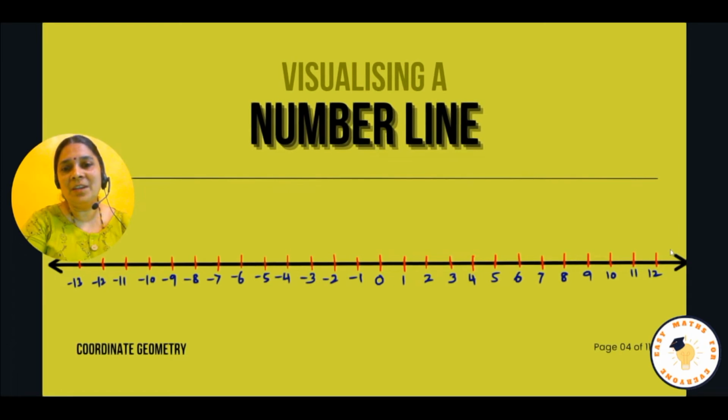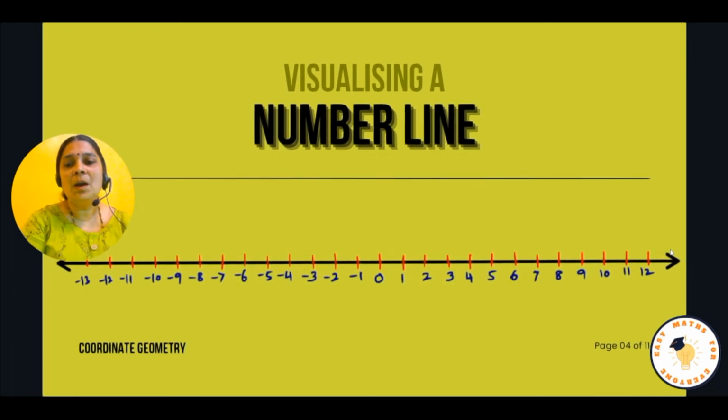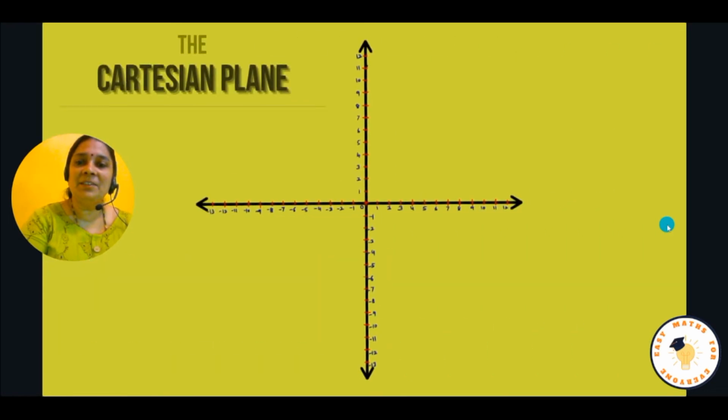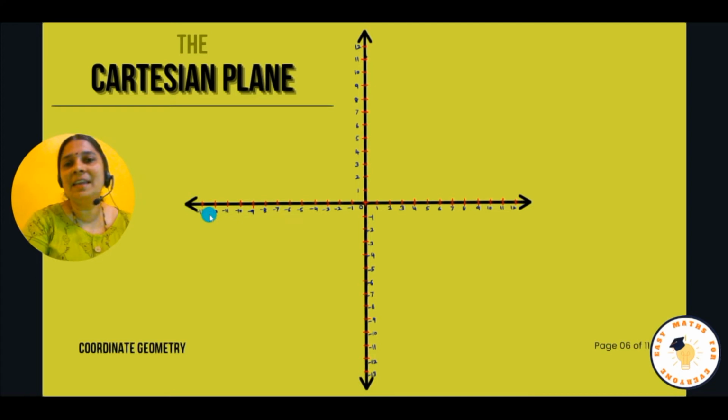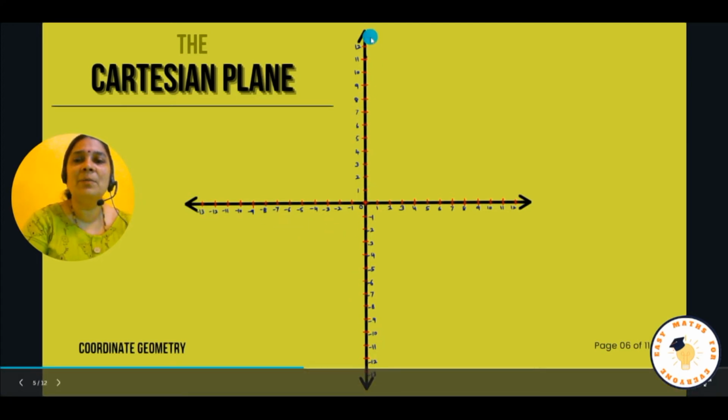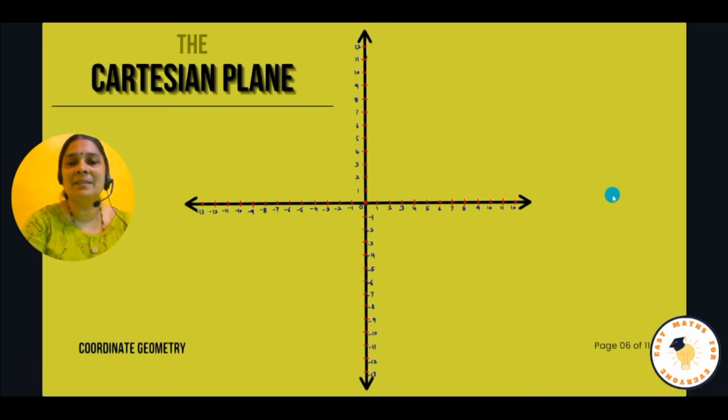We all know about the number line and we also know how to plot numbers on the number line. What happens if we have two such number lines and we arrange them in such a way that they are perpendicular to each other? That's when we get the Cartesian plane. The horizontal line over here is called the x-axis and the vertical line over here is called the y-axis. The two axes divide the Cartesian plane into four equal parts called the quadrants.